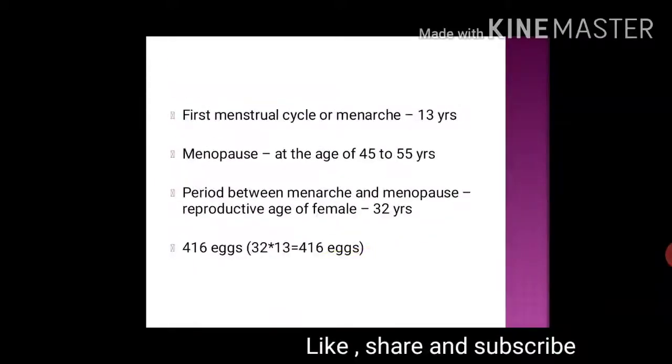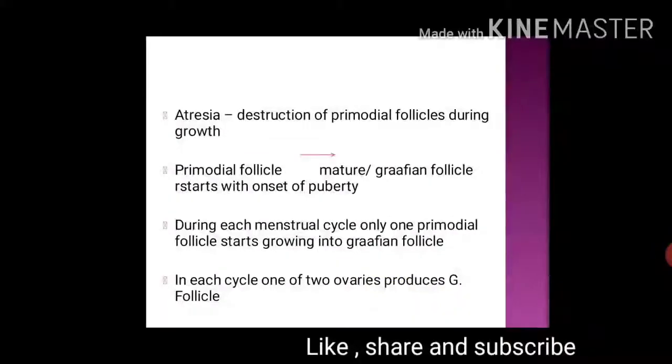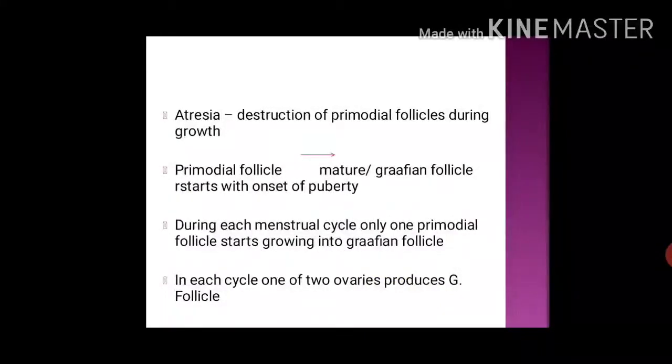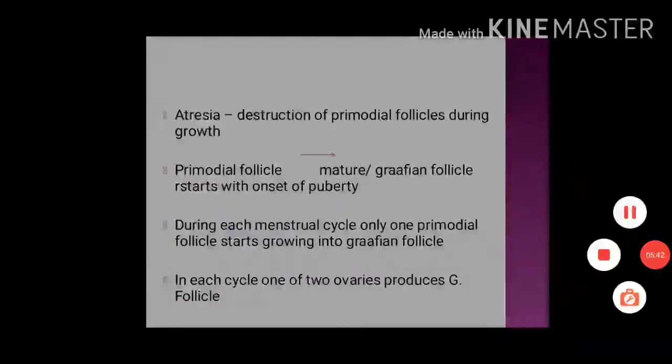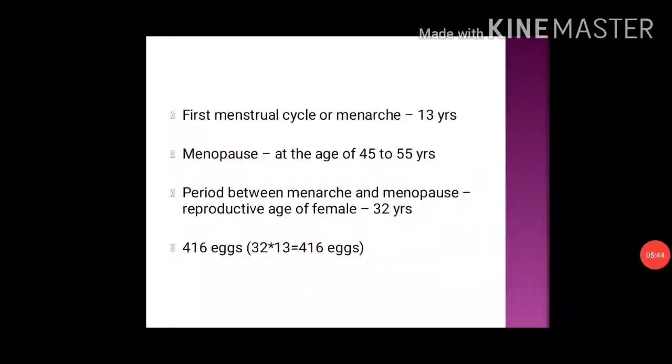During each menstrual cycle, only one primordial follicle starts growing into the Graafian follicle. Means in each cycle only one follicle matures, and in each cycle one of the two ovaries produces a Graafian follicle, that means a mature follicle.